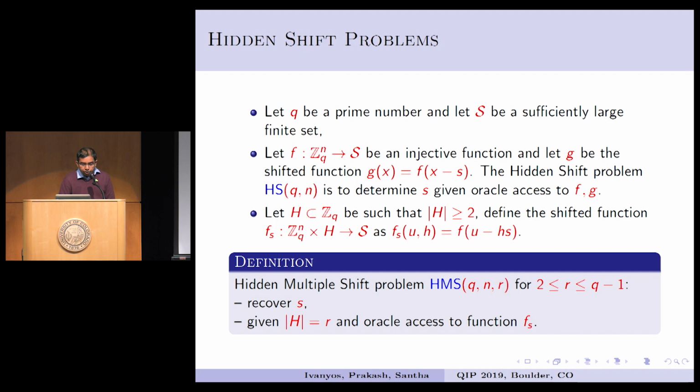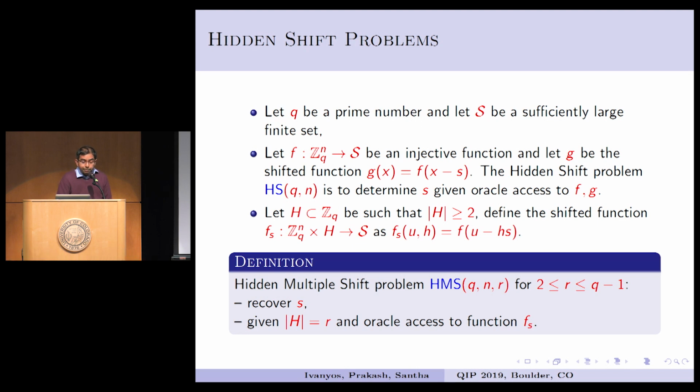So let's begin with the hidden shift problem. Throughout this talk, Q will be a prime number. Let Q be prime and S be a sufficiently large finite set. The hidden shift problem is the following. Let F be a function from Z_Q^n, n-tuples, to S. F is an injective function and G is a shifted variant of F. So G(x) is equal to F(x minus s). The hidden shift problem is to determine s given oracle access to F and G.